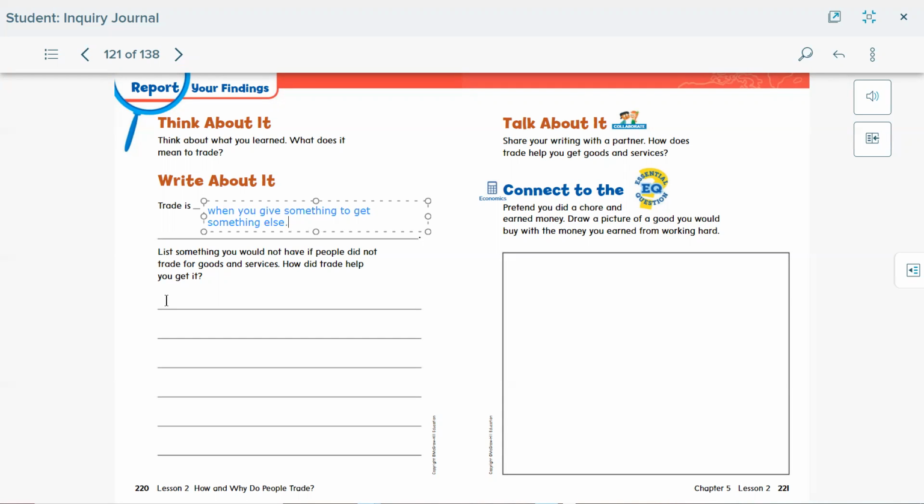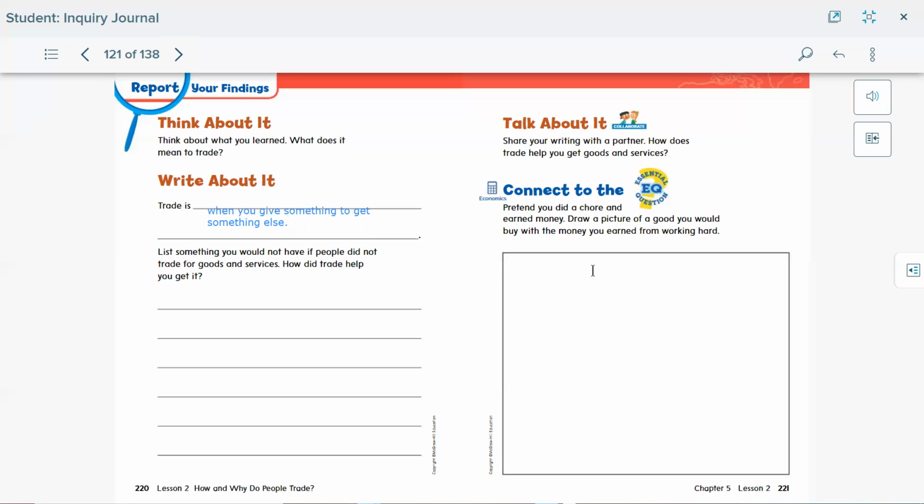All right. List something you would not have if people did not trade for goods and services. How did trade help you get it? So something that you would not have if you did not trade for it, how did you get it? So for example, you can talk about a special toy or a special book. If you didn't trade for it, if you didn't go and buy it, you wouldn't have it.